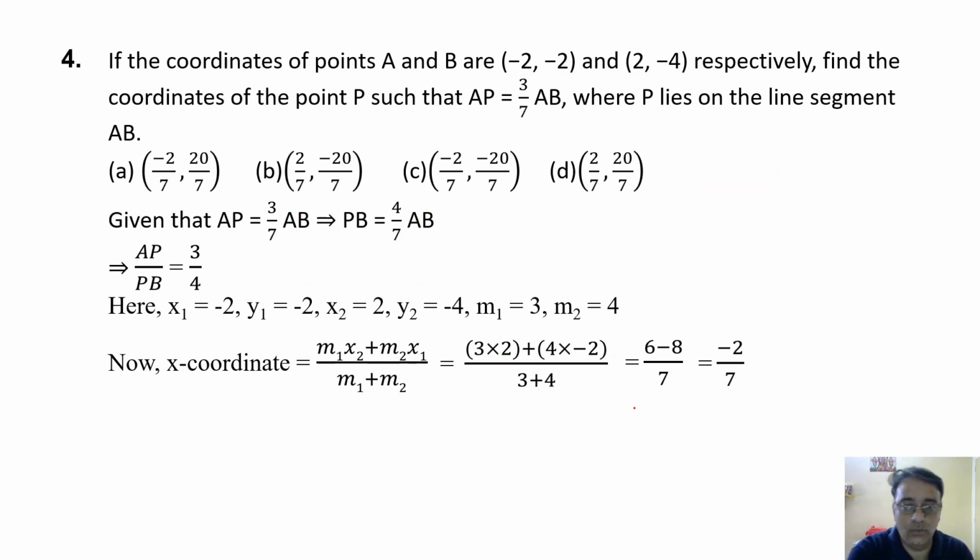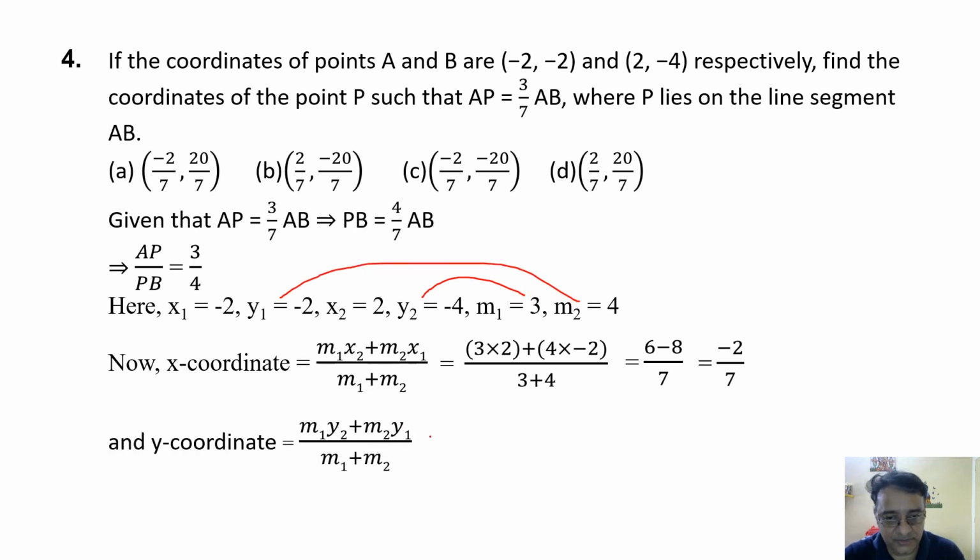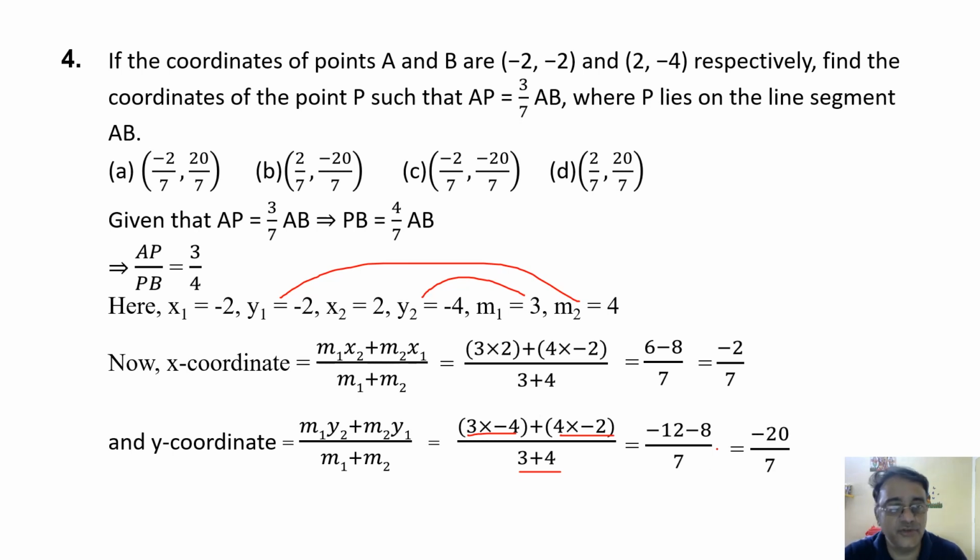Now the y coordinate: m1 y2 plus m2 y1 upon m1 plus m2. So we'll get 3 into -4 plus 4 into -2 upon 3 plus 4. So -12 -8 upon 7. So what are we going to get? -20/7. So which option is the correct one? Option C. Option C, right.